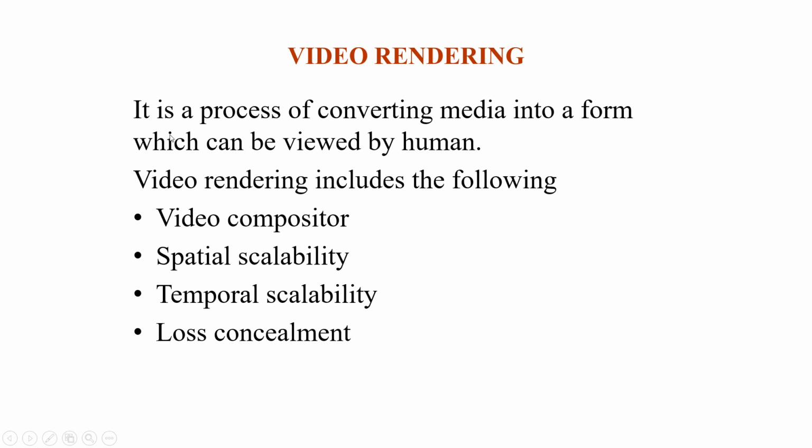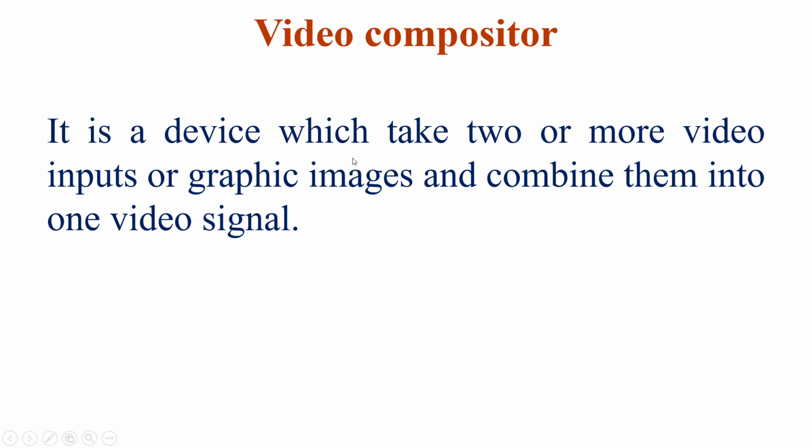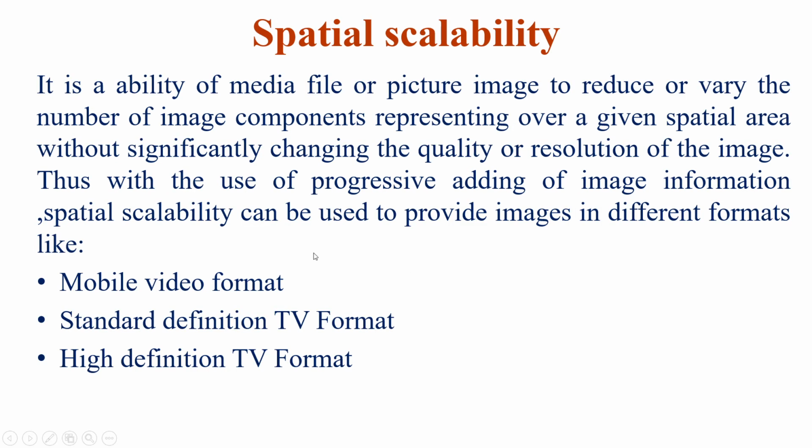Video rendering is the process of converting media into a form which can be viewed by humans. Video rendering includes a video compositor, spatial scalability, temporal scalability, and loss concealment. We'll see one by one. What is the video compositor? It is a device which takes two or more video inputs or graphics images and combines them into one video. Like on a news channel, you will have text, some background, and news readers. Combining all those videos in one frame is the function of the video compositor.